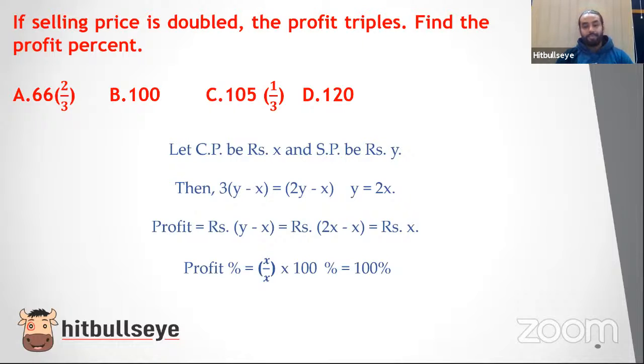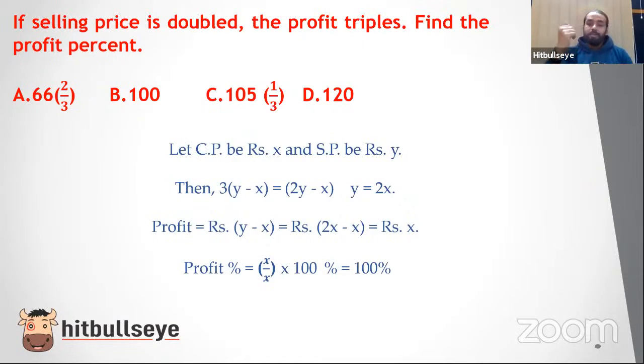You guys can see on the screen as well. No worries, Neelmani and Chetan. देखो कहाँ पे गलती हुई. Again, CP is X and SP is rupees Y. मैंने सिर्फ इक्वेशन बनाई है. I've done nothing. So 3y minus x equals 2y minus x, y equals 2x. This is a very basic equation. I don't think I need to clarify this equation.